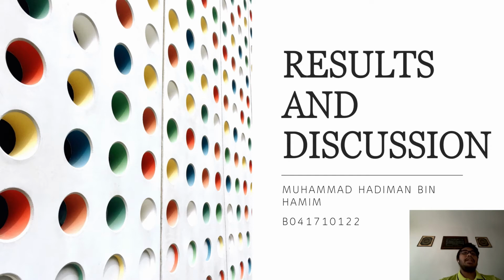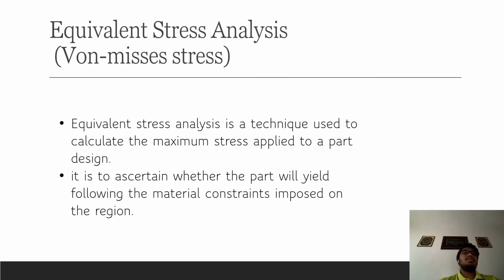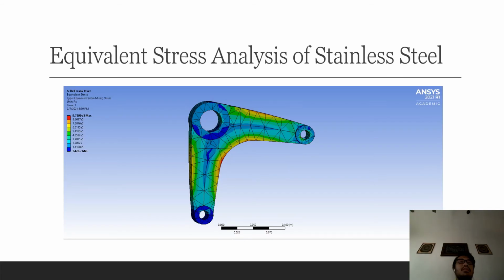Hello everyone, my name is Mohamad Hadiman bin Hamim, and I will present about the result and discussion. The first discussion is the equivalent stress analysis of von Mises stress. Von Mises equivalent stress analysis is a technique used to calculate the maximum stress applied to a part design, and also to ascertain whether the part will yield following the material constant imposed on the region.